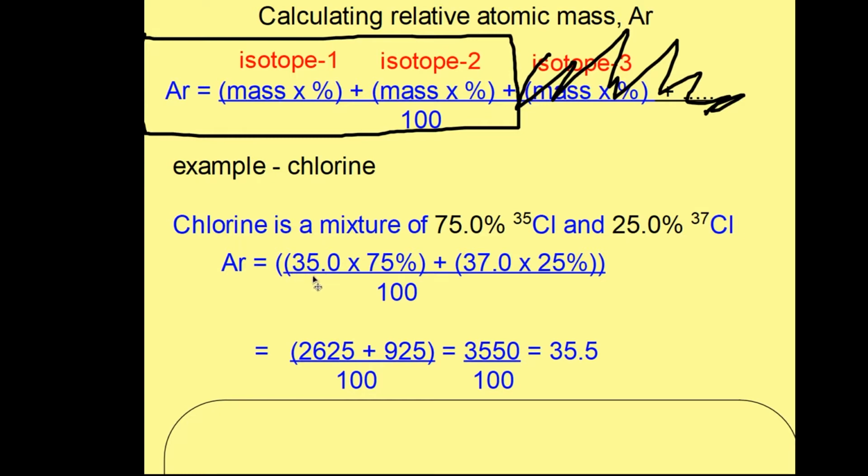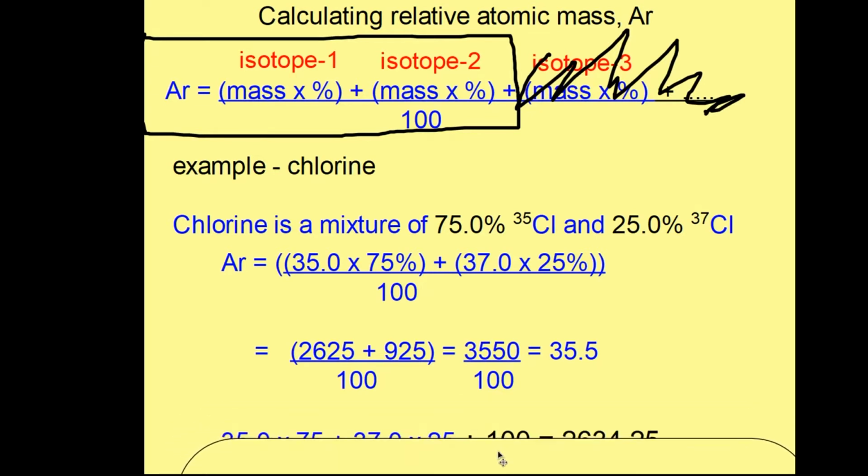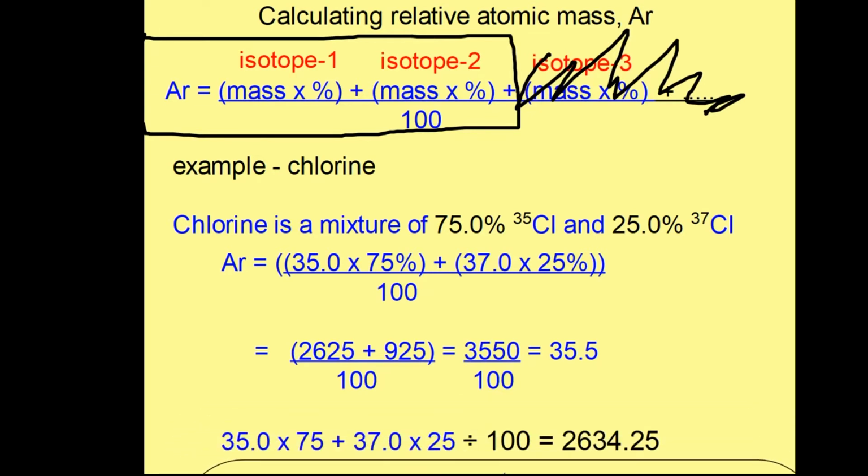Now it's really important here that you use brackets in your calculation. Ideally you'll have a scientific calculator and you'll use the brackets like that. If you put the calculation in just without the brackets like this, so 35 times by 75 plus 37 times by 25 divided by 100, you will get that answer.